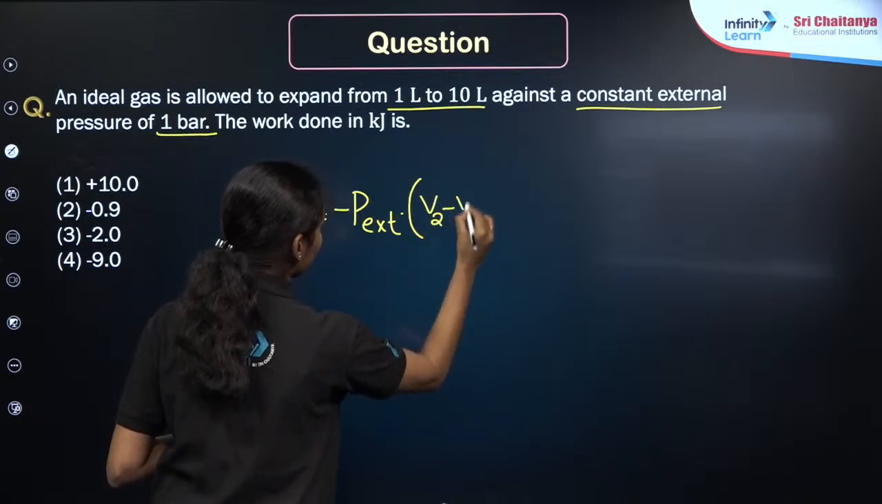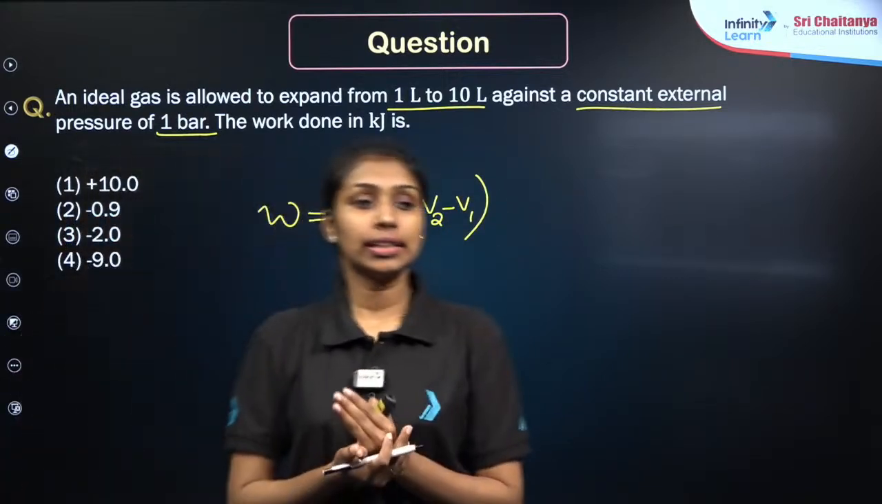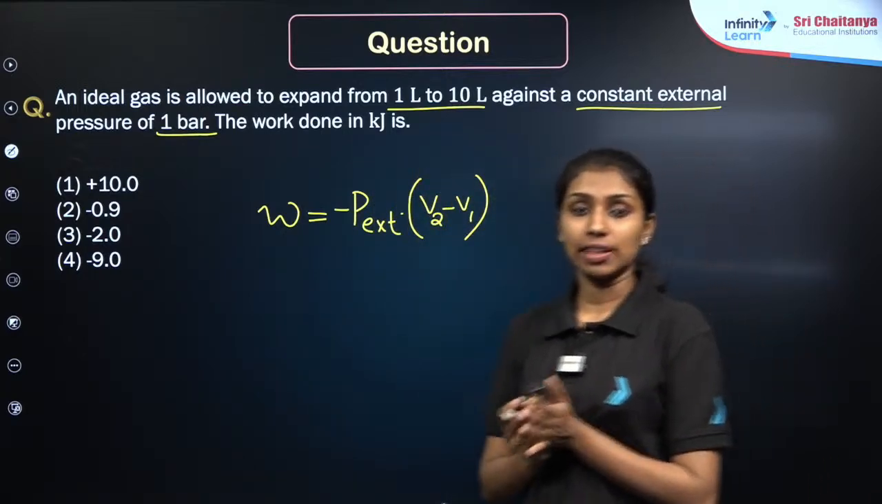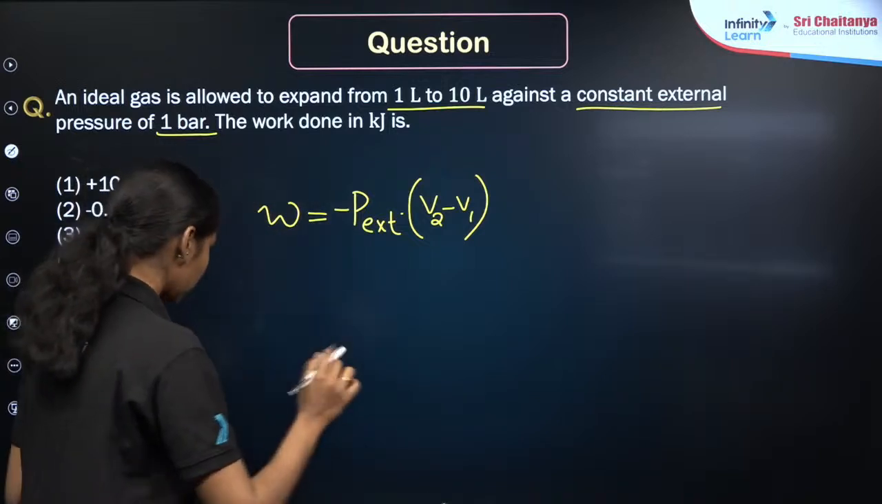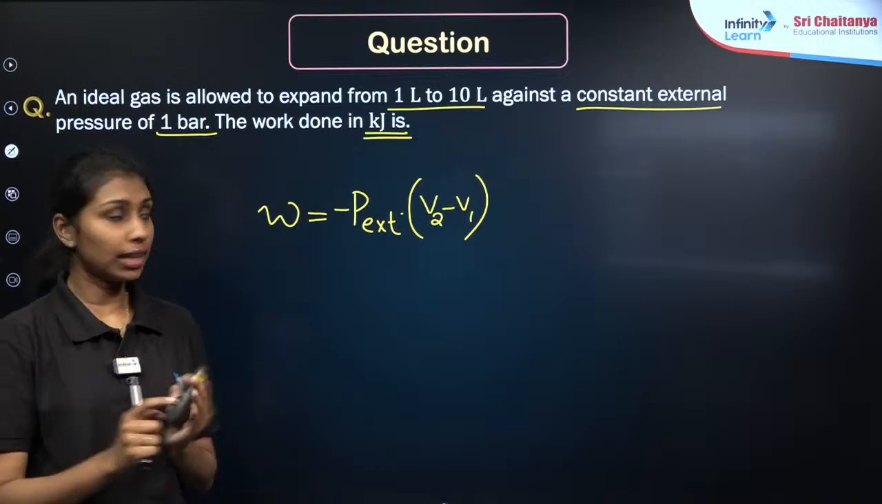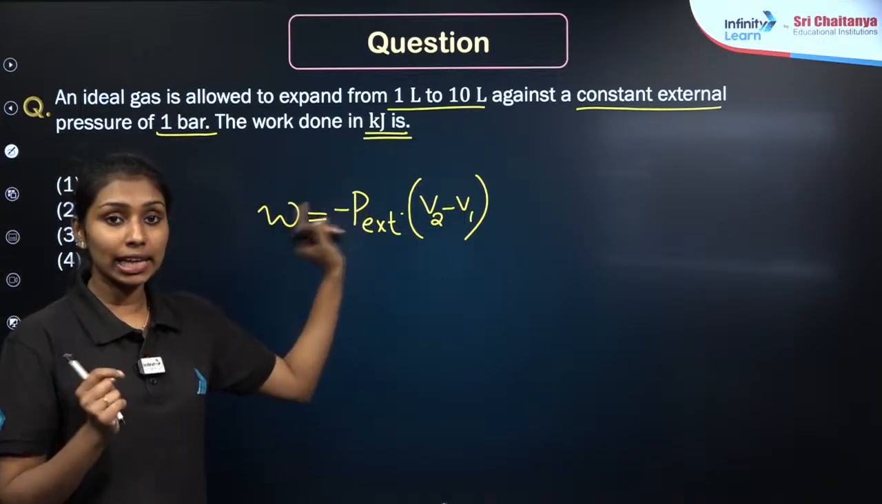Okay, this will be the final expression to calculate the work done. That is, work done is equal to minus P external into (V2 minus V1), where V2 is the final volume and V1 is the initial volume. The main important point you have to note is about the unit. You have to calculate the work done, and it should be in kilojoule.